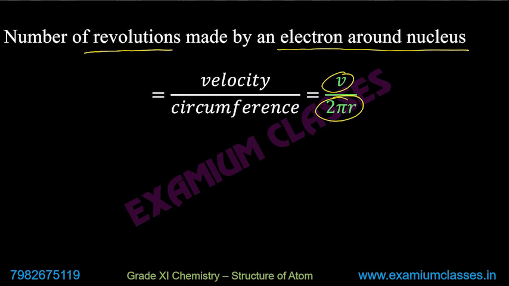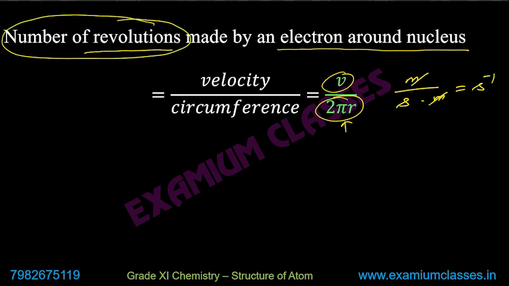So this is in 1 second, how many revolutions the electron will make. This is given by V divided by 2 pi r. And if you see, the unit of velocity is meter per second, and the unit of circumference will be meter. Meter will get cancelled. The unit will be per second. It means number of revolutions per second.